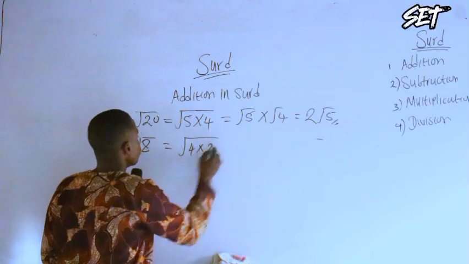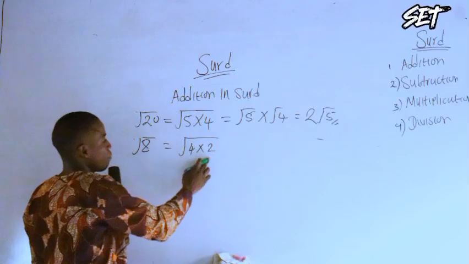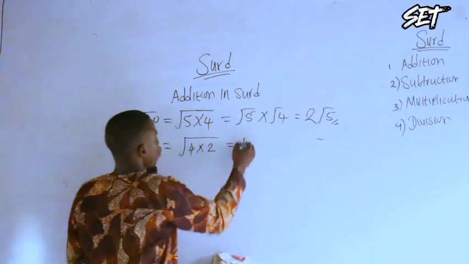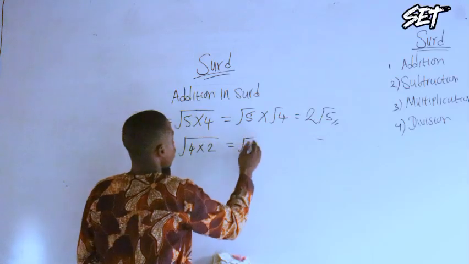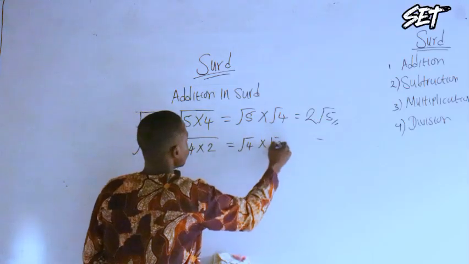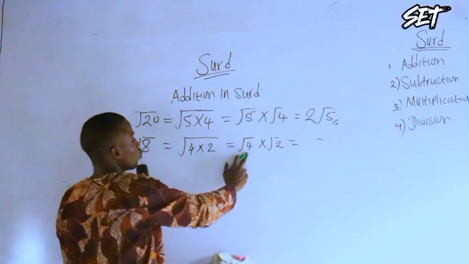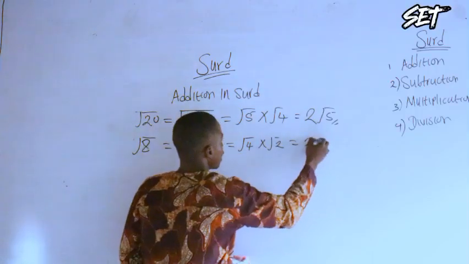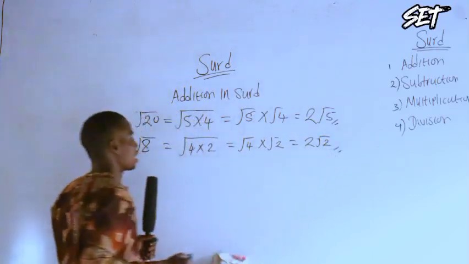4 times root 2. 4 is a rational number and root 2 is a non-rational number. So this one is 4. 4 times root 2. What is root 4? It is 2. And write the second one, that's root 2. That's the answer.